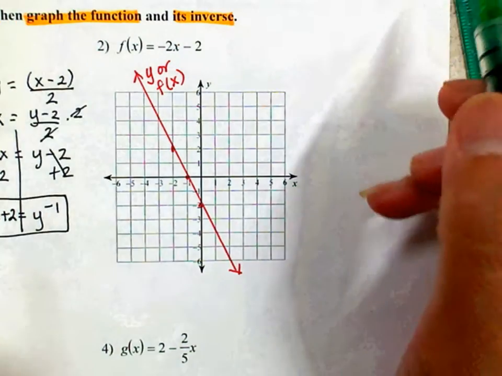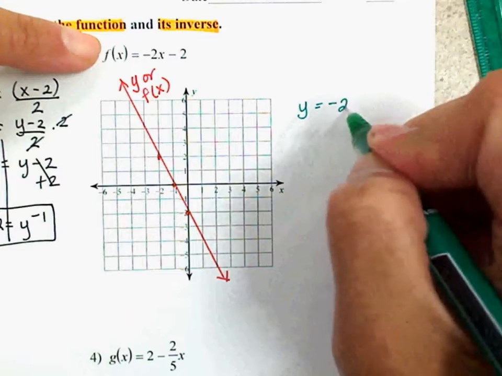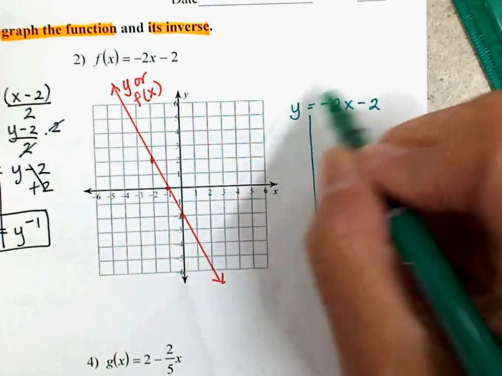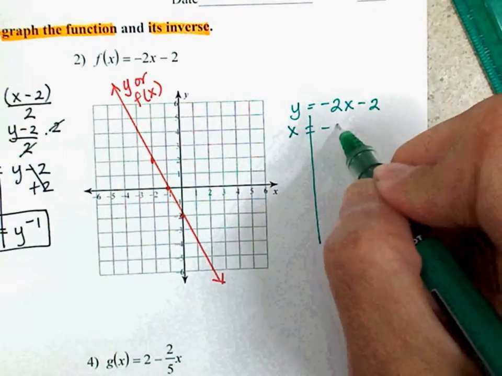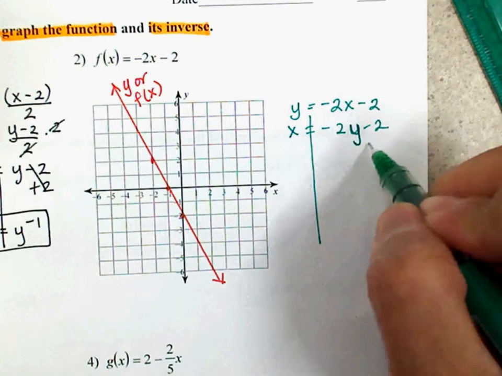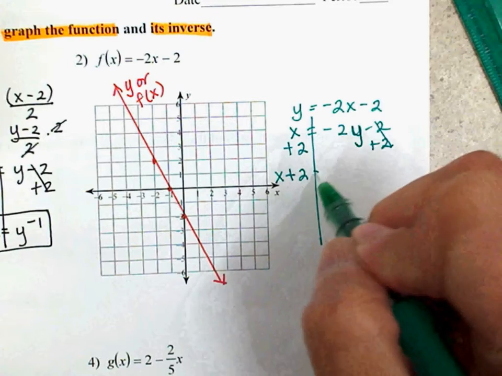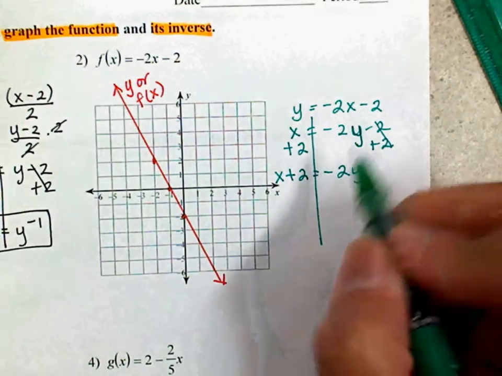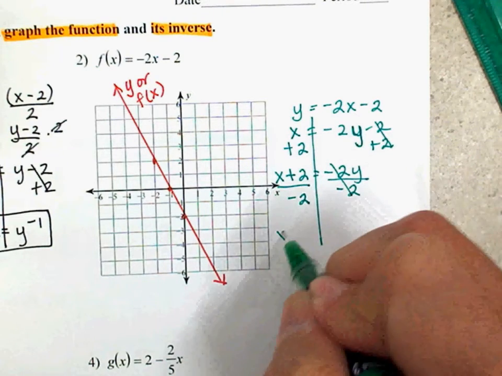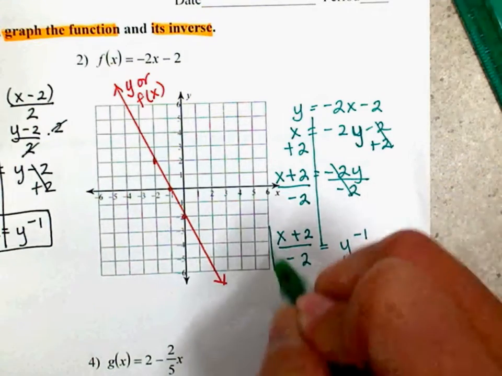Now we're going to find our inverse. Change that to a y equals negative 2x minus 2. Inverse, switch your x and your y. So you have x equals negative 2y minus 2. Solve for y. You add 2, add 2. So x plus 2 is equal to negative 2y. Divide both sides by negative 2. Cancel. So x plus 2 divided by negative 2 is equal to y to the negative 1.